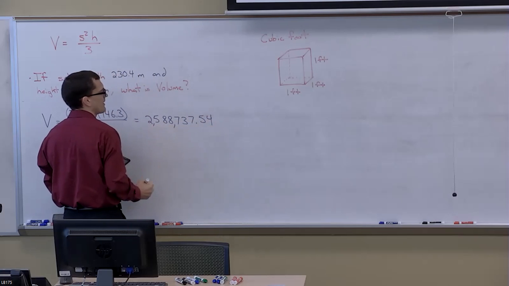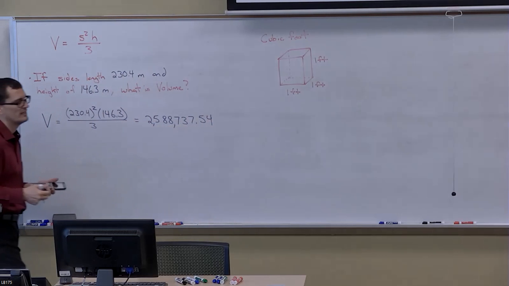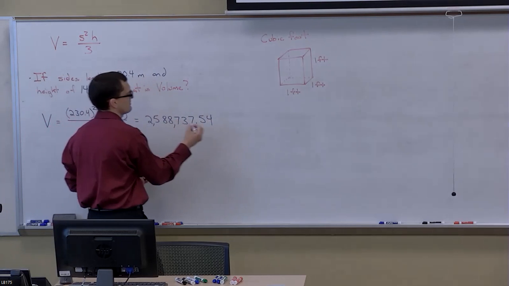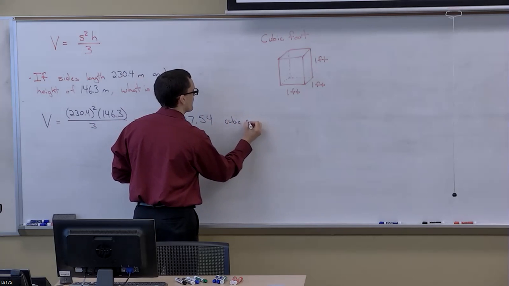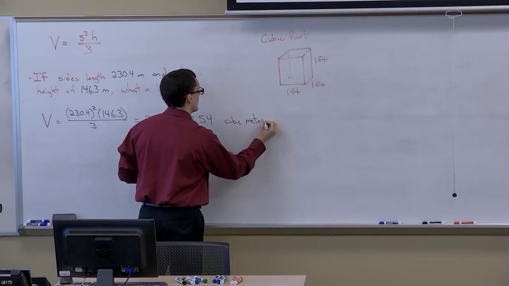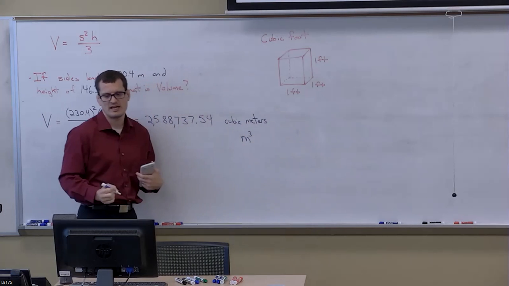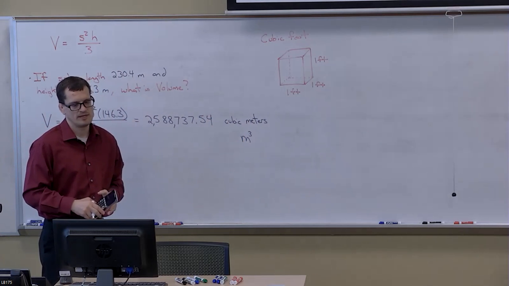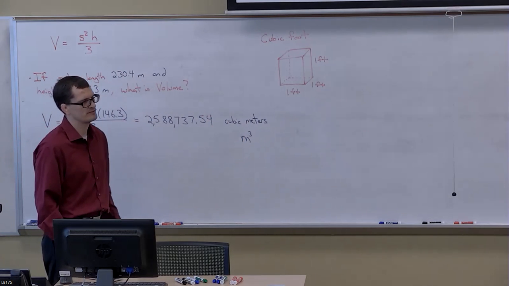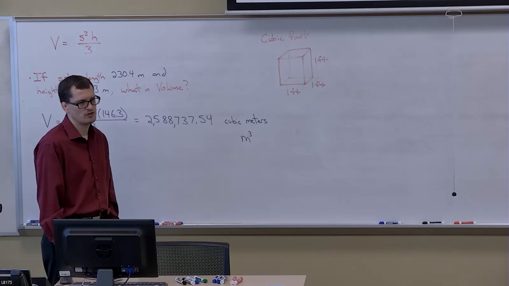So that's a value of over 2.5 million. And since these are in meters, this would be cubic meters. Also, a lot of people will write cubic meters as an M with an exponent of 3. M is the shorthand for meters. 3 is the shorthand for cubic.